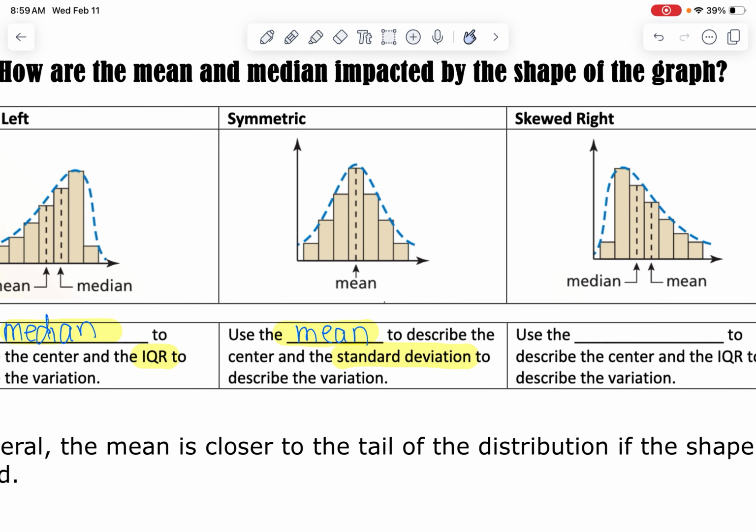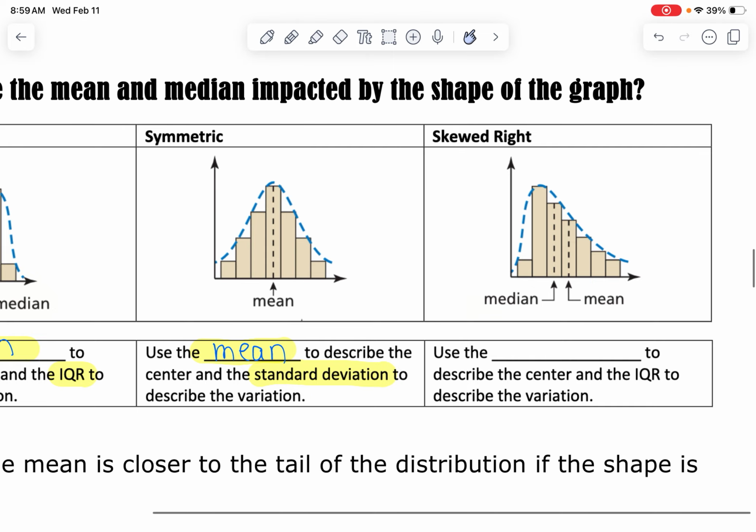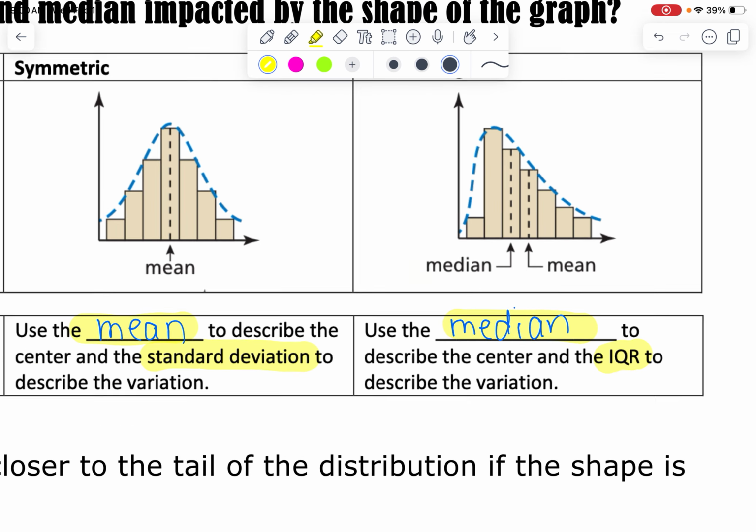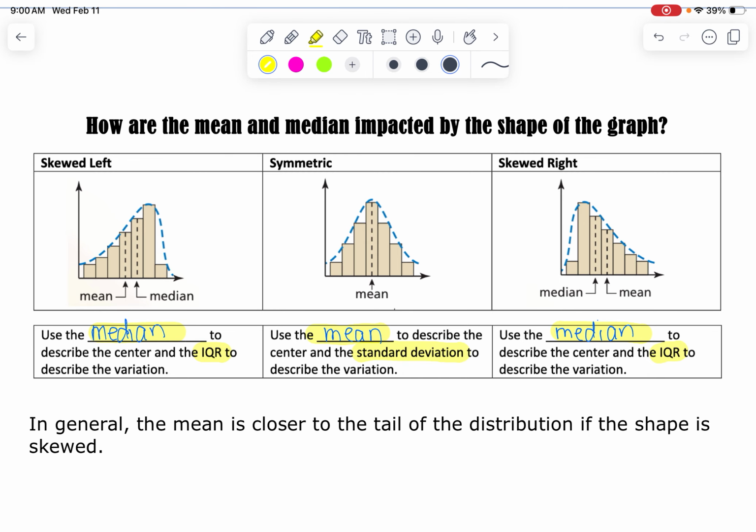And then if it's skewed right, we're going to use the median to describe the center, and we're going to use the IQR again. So really, if it's skewed left or skewed right, we're going to use the median and IQR. If it's symmetric, then we're going to use the mean and standard deviation.